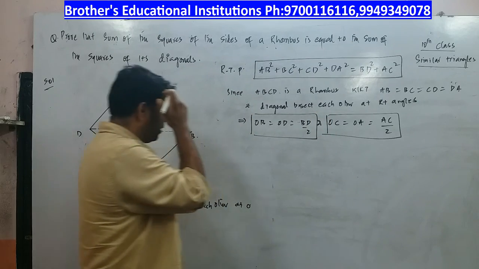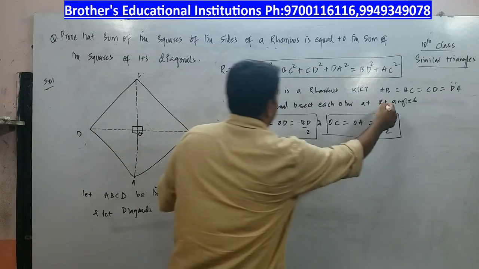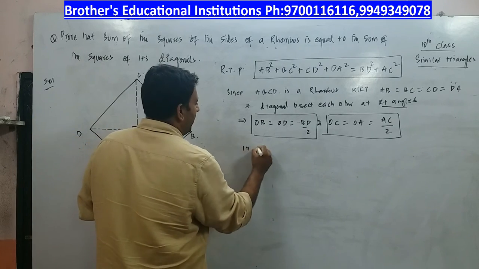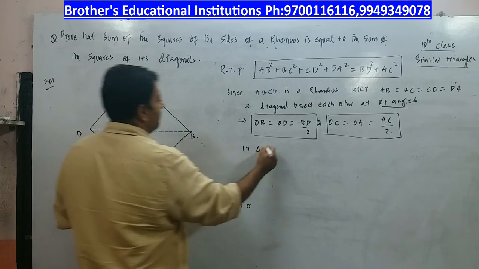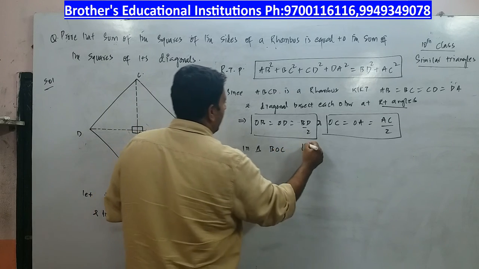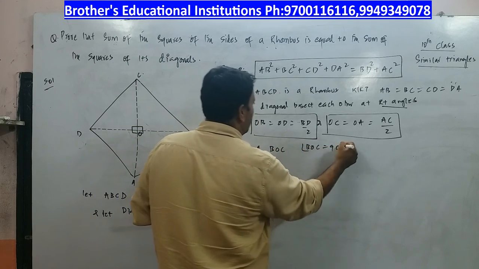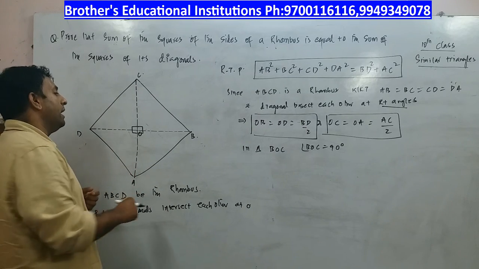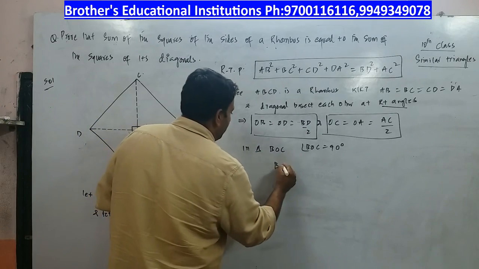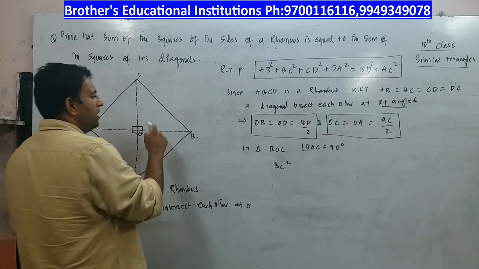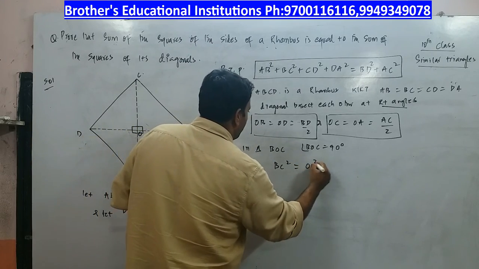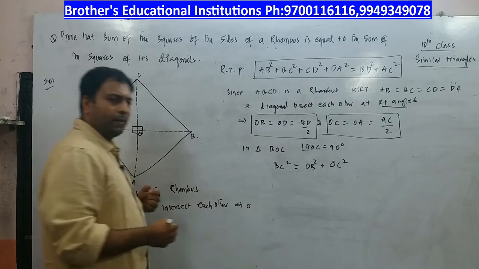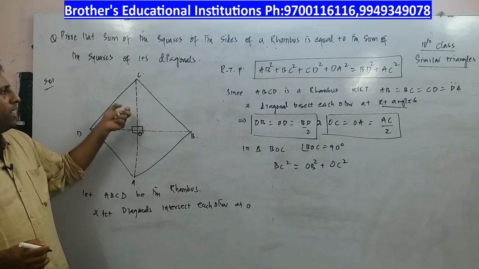Alright. Now I also mentioned to you that they bisect each other at right angles. Means what is the angle over here? 90 degrees. So I'll say in triangle BOC, angle BOC is equal to 90 degrees, because diagonals bisect each other at right angles. So when BOC is equal to 90 degrees, what can I write? I will write BC square is equal to OB square plus OC square.